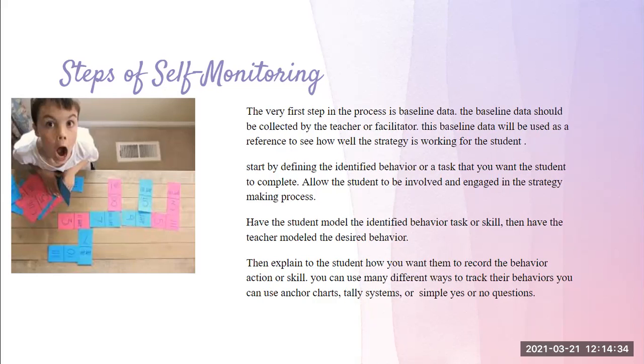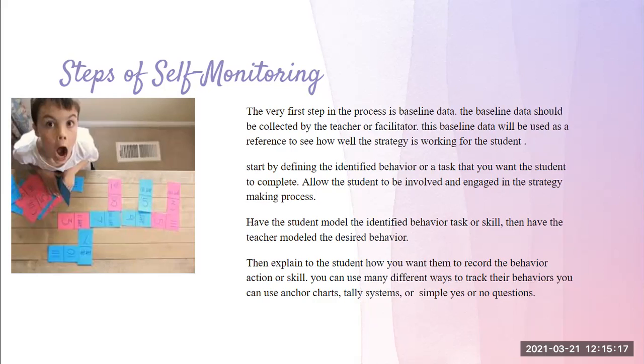So to start with your students, you define the identified behavior, task, or goal that you want your student to achieve, and allow the student, as I said before, to be involved and engaged in building this strategy and process. Have the student model and identify the behavior, task, or skill, and then you as the educator model the desired behavior. As we've said in many other classes, we don't like to model the bad behavior or behavior we don't want the kids to have. Always shoot for modeling the desired behavior.